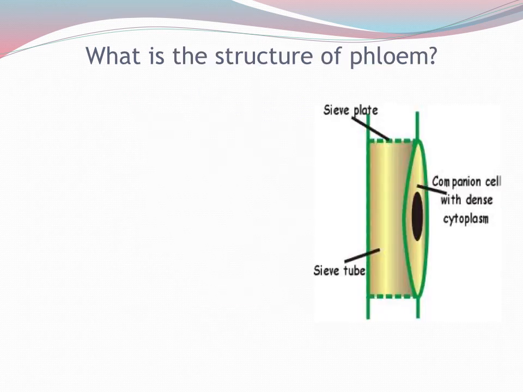Okay, let's have a look at the structure of phloem. So here you can see phloem tubes, which are called sieve tubes, and cells sitting next to them, which are companion cells. So together, companion cells and sieve tubes make up phloem tissue. So phloem is made up of sieve tubes and companion cells.